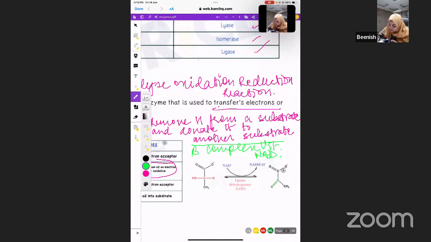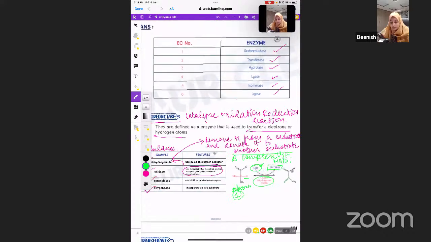Now here you can see this example. I've zoomed in. You can see what is happening. This lactate dehydrogenase enzyme is going to remove this hydrogen here, and it is being accepted by this NAD to form what? NADH. NADH is formed. So from this substrate, substrate one, hydrogen has been removed and it has been accepted by another substrate, NAD.